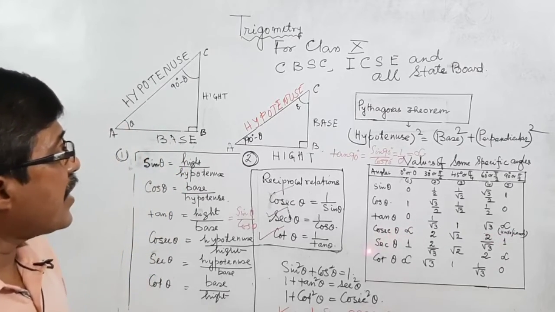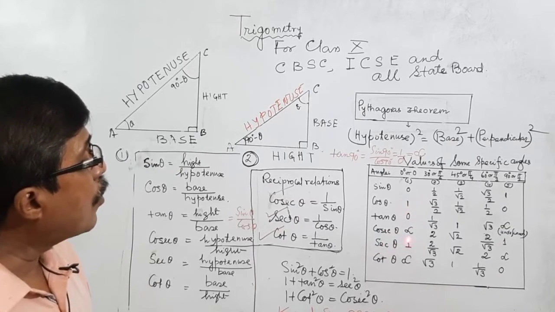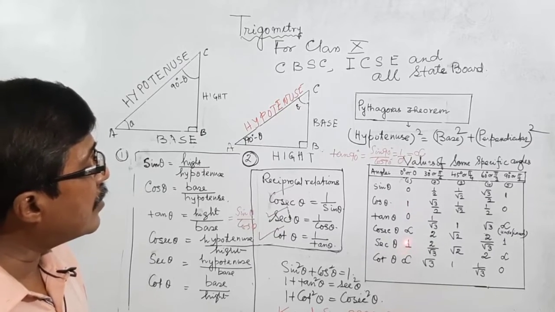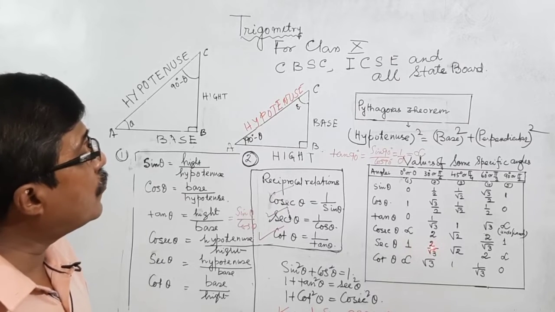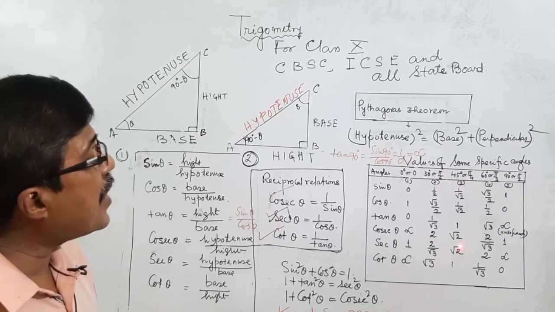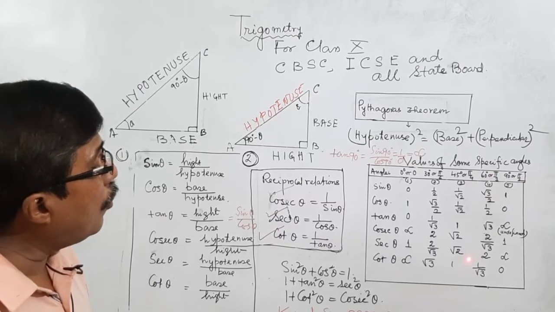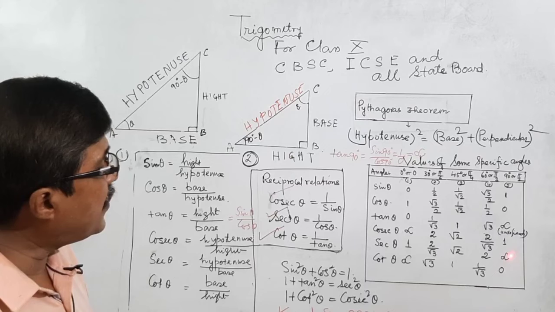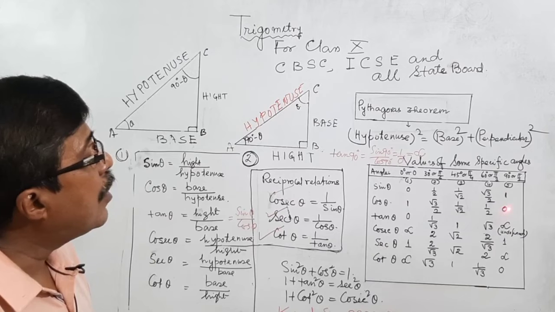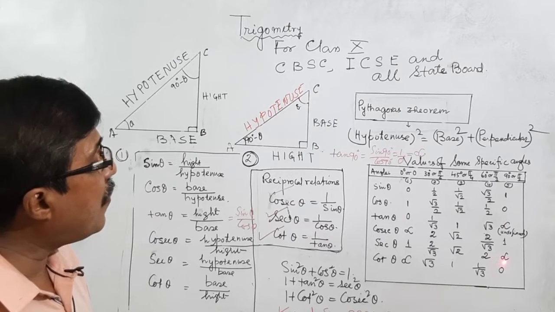Similarly, sec 0, what is sec 0? Equal to 1 by cos 0. Cos 0 value is 1, so that is equal to 1. Similarly, we will get 2 by root 3 for sec 30, then sec 45 equal to root 2, then sec 60 equal to 2. And sec 90 is equal to 1 by cos 90, that is 1 by 0, again undefined.